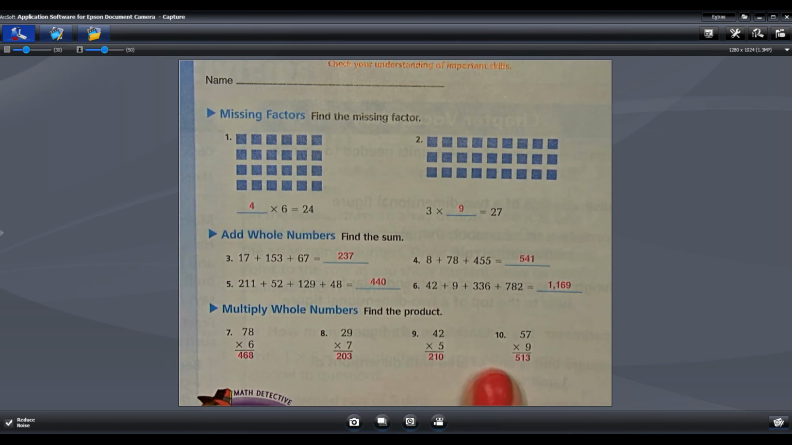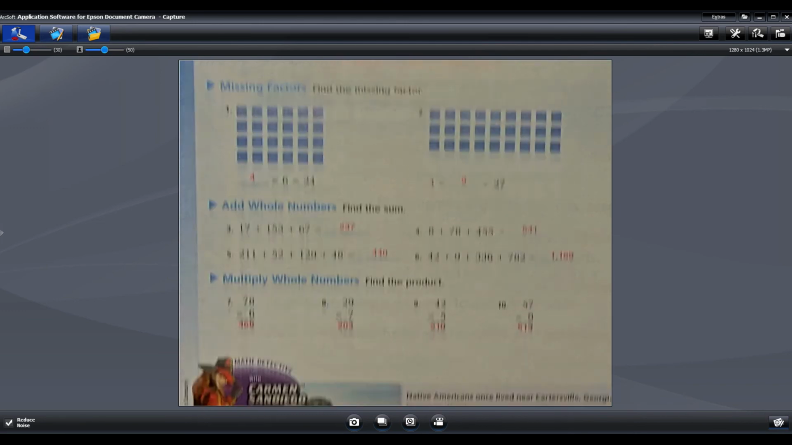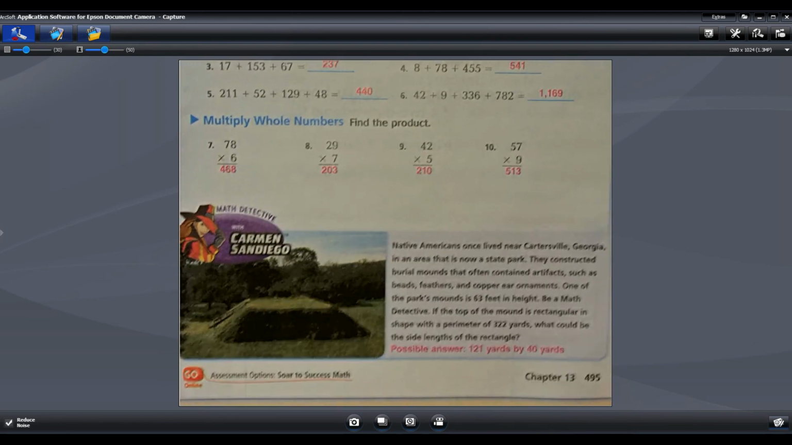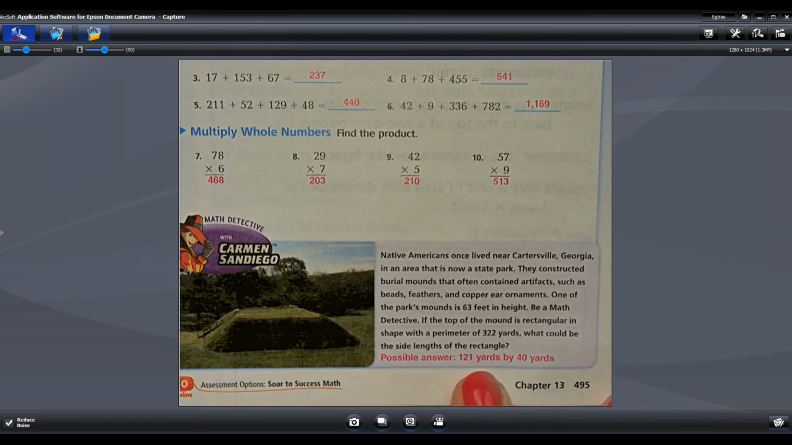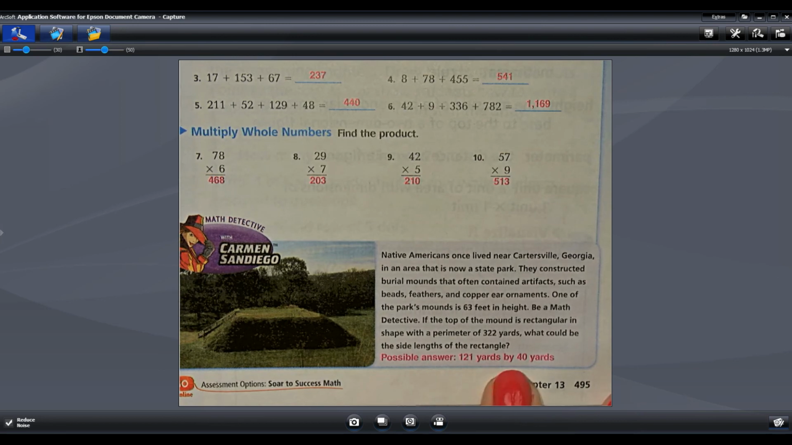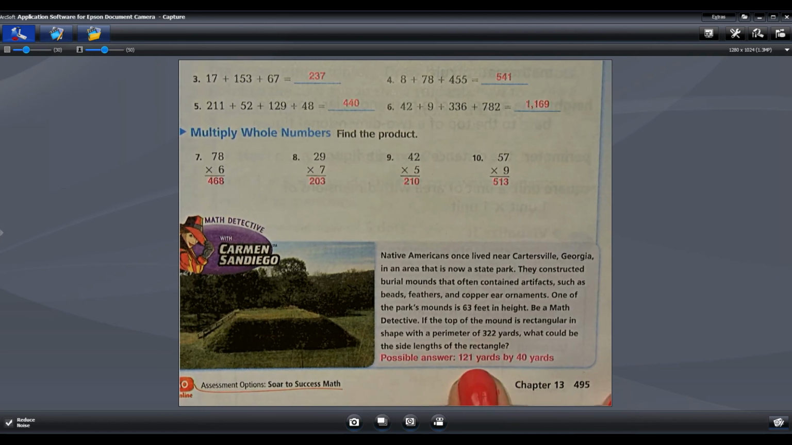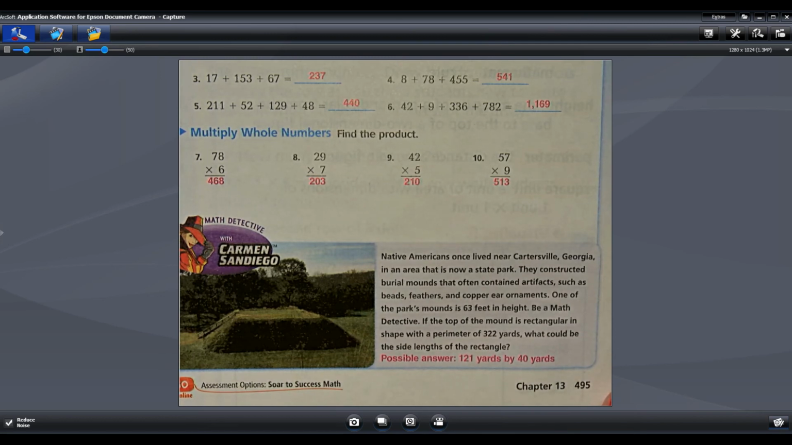These are short turtlehead problems. There's only one row, right? Okay, hopefully you got all those right. Okay, if you did the Carmen Sandiego problem at the bottom, there's more than one possible answer, but one of the answers could be 121 yards by 40 yards, okay? It asked you what could the side lengths be, meaning the length would be 121, the width would be 40, but there's other possible answers, okay? There's other things that are possible. Ask a parent if you got an answer that's different, or text me and ask me the answer. Have your parent text me, okay?